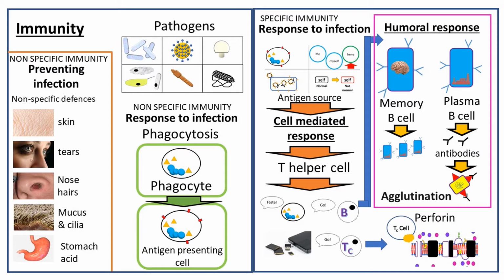So if you've had a look at one of the other A-level presentations, either the B cell one or the phagocytosis one, you'll be familiar with this. This is just a brief overview of the entire process, starting with the pathogen, non-specific immunity in terms of physical barriers, phagocytosis as a process resulting in an antigen presenting cell, all the way through to the T helper cell activation, the roles of T helper cells, and of course the roles of the B cells in terms of antibody production and agglutination.